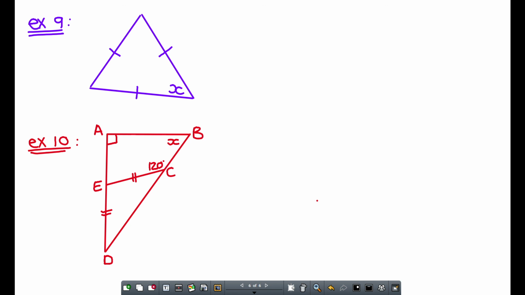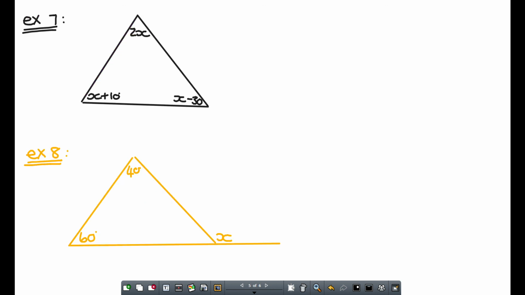Okay, can I go back to 7 and 8? Okay, everyone's still, oh, is everyone finished with those? Okay, let's do 7. We know interior angles will add up. So I'm going to say 2x plus the x plus 10 plus the x minus 30 will give me 180 degrees. Why? Because it's angles of a triangle.